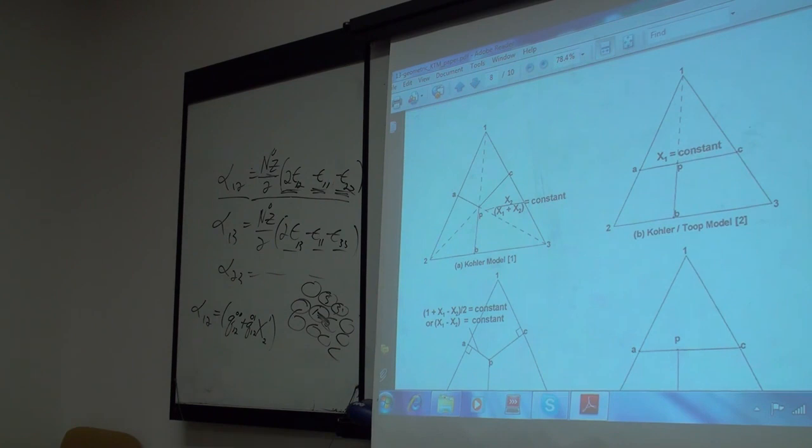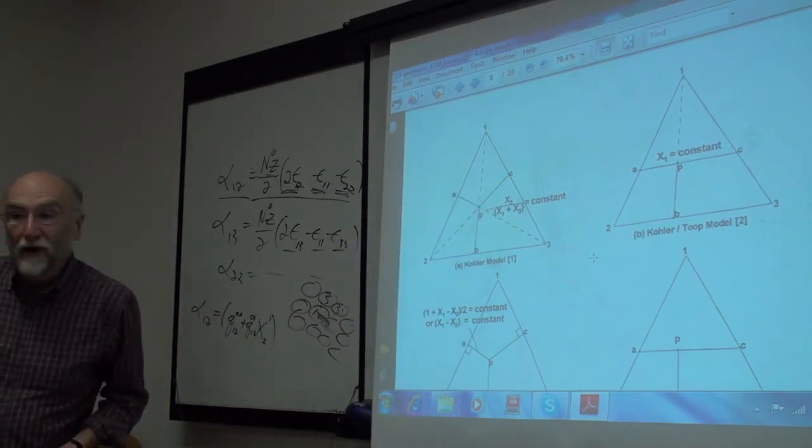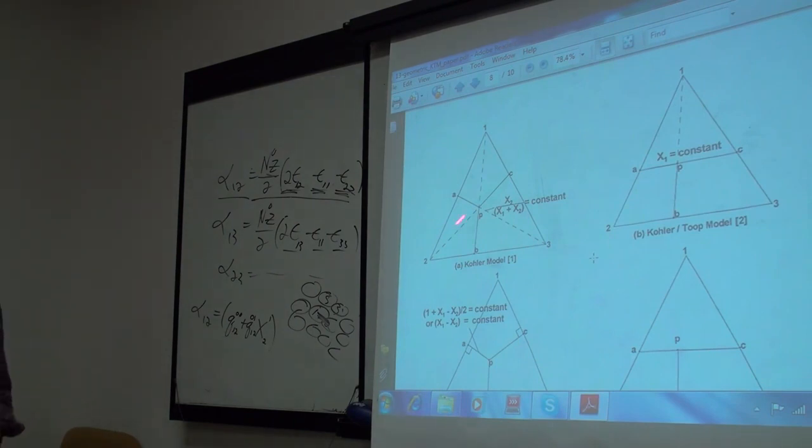So now we can still use the geometrical model, but we say what value. So I said if the alpha 1, 2s are constant, then the alpha 1, 2 in the ternary is the same as the alpha 1, 2 in the binary. Okay, now we're saying, well, the alpha 1, 2s are not quite constant in the binary system. Okay, so we can still say the alpha 1, 2 in the ternary is equal to alpha 1, 2 in the binary, but at what point in the binary? And that's basically what this is.